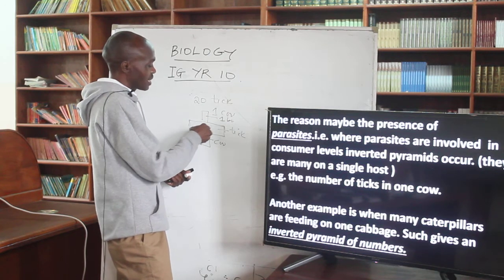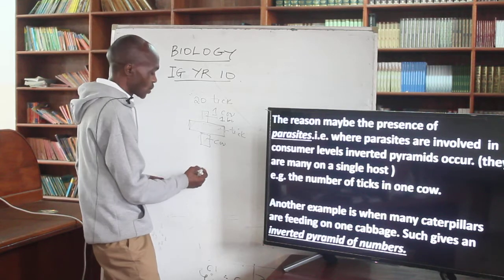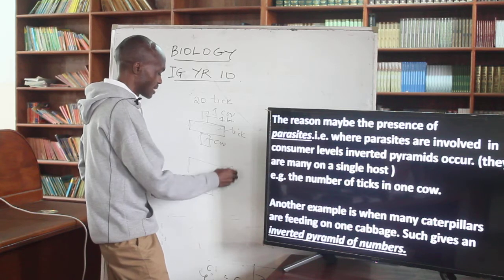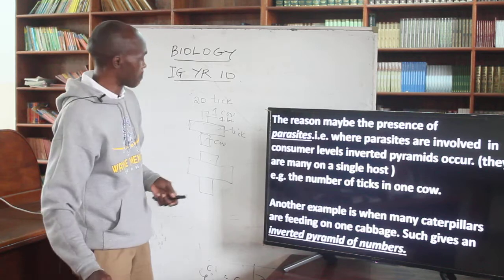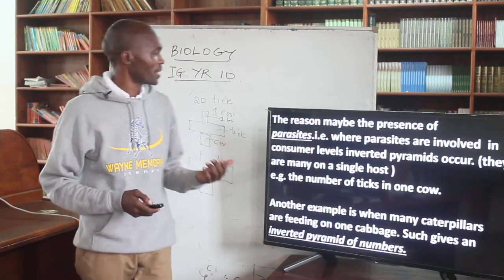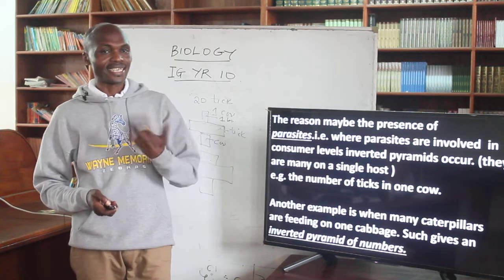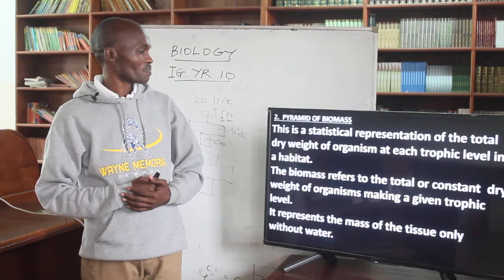So if you look at the shape here, it is totally different. It is actually inverted. If you are looking at a cabbage, it's only one. Maybe it has 50 caterpillars on it. See that? These are cases whereby the pyramid is no longer appearing in the conventional way, but we say it is inverted. It gives you a different perspective.